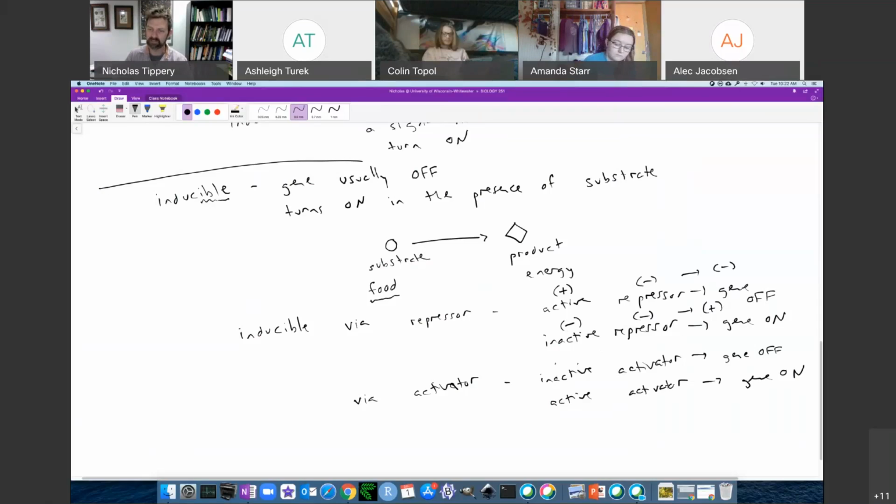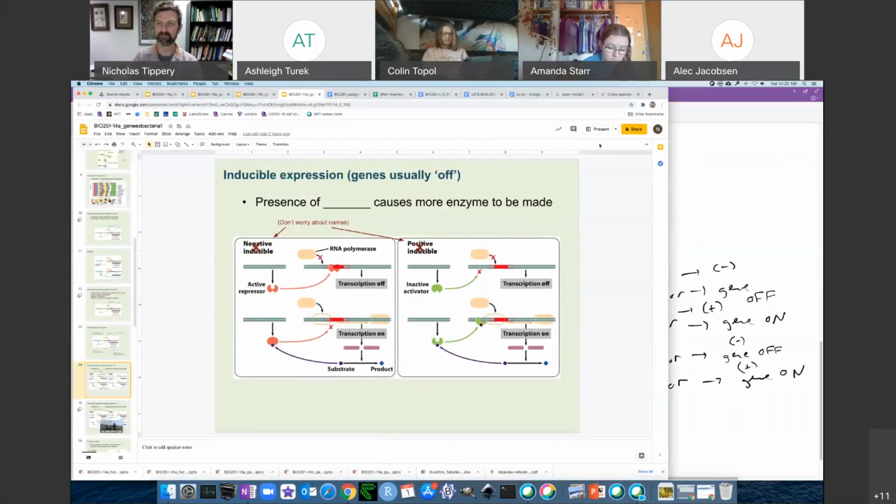We could do this also with the activator. The activator is more of a positive thing. When it attaches to DNA, it causes transcription to turn on. So inactive activator is a minus times a plus, that's a minus. An active activator is a plus times a plus, that's a plus. Right, so we can get this outcome of transcription on or transcription off using a repressor or using an activator. Still with me?